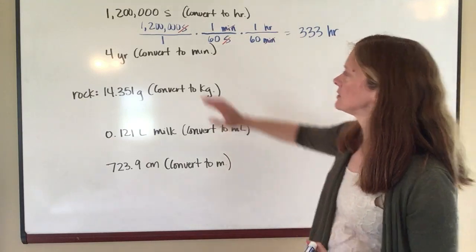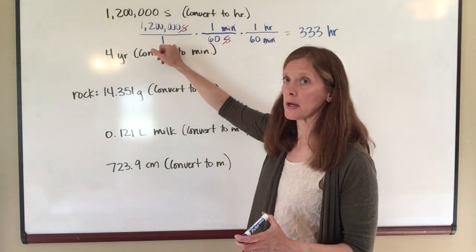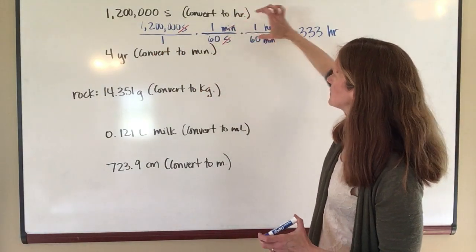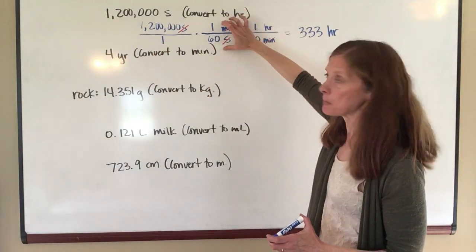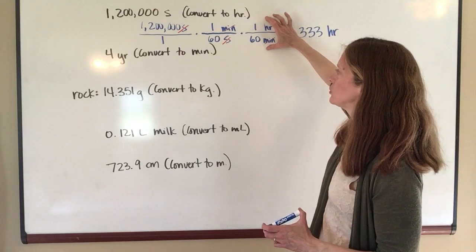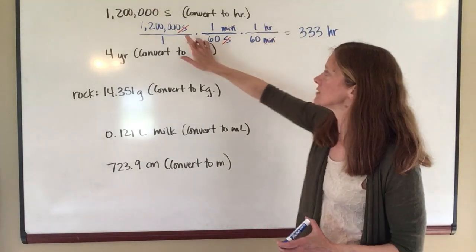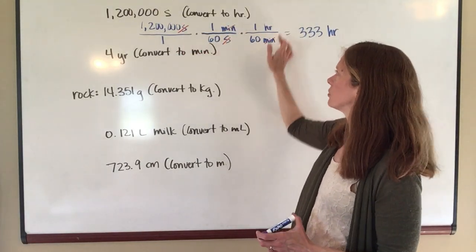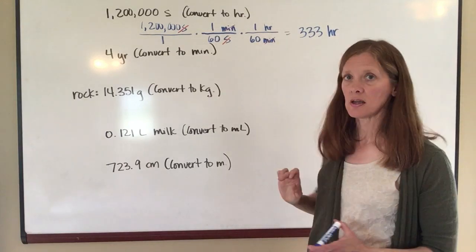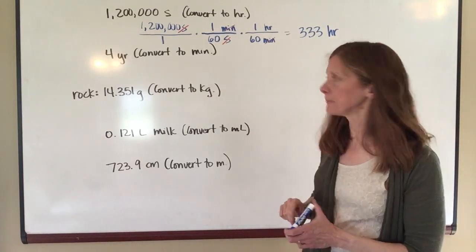So what I'm doing is taking what you've been given, putting it over 1, and multiplying by some sort of conversion factor where the top and the bottom are the same. You arrange it so that your units will cancel out, and you're left with the units that you want at the end. Okay, let's try another one.